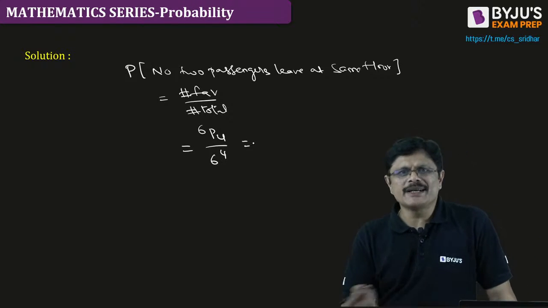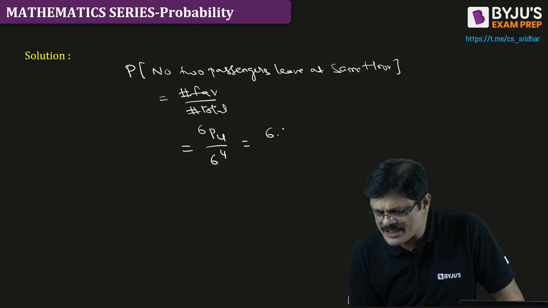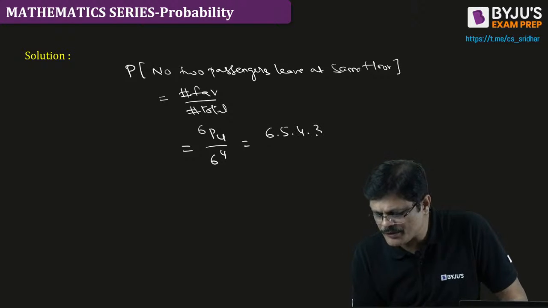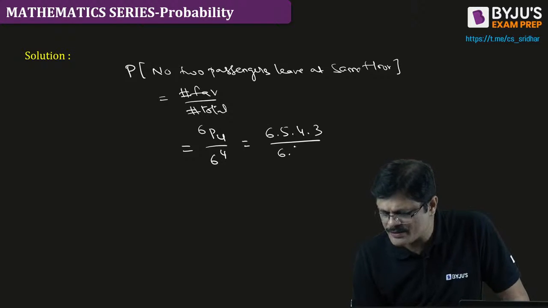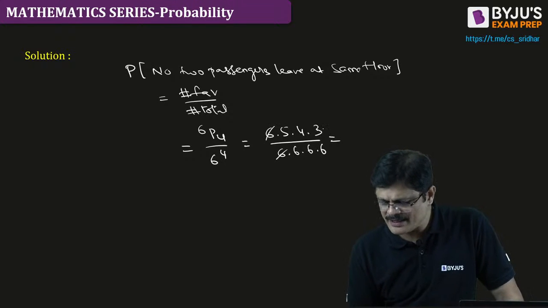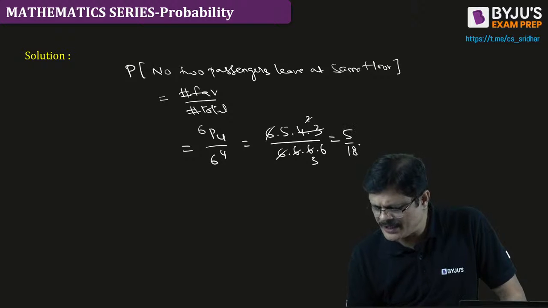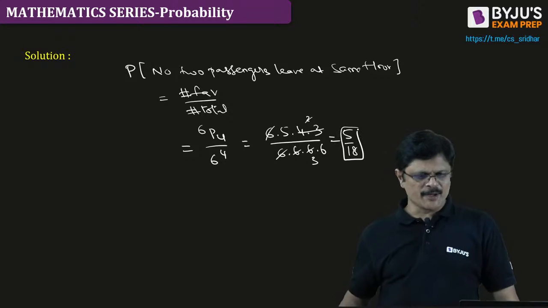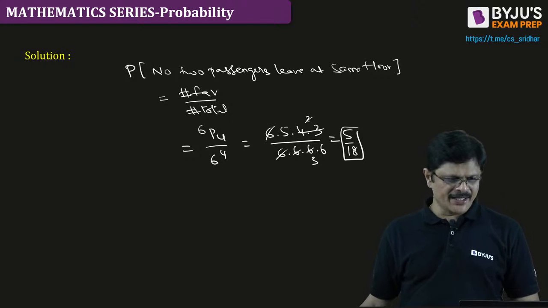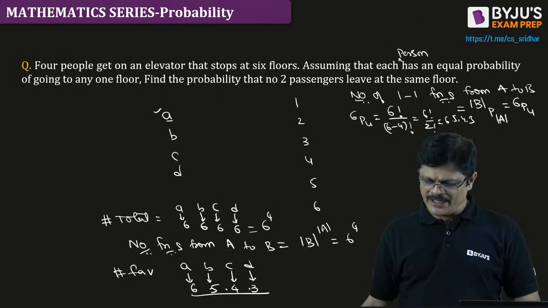But if you want to do it as we already calculated, it is nothing but 6 into 5 into 4 into 3 divided by 6 into 6 into 6 into 6. Simplify: one 6 is cancelled, and 6 twos and 2 threes, and it is 5 upon 18. So the correct answer for this problem is 5 upon 18.